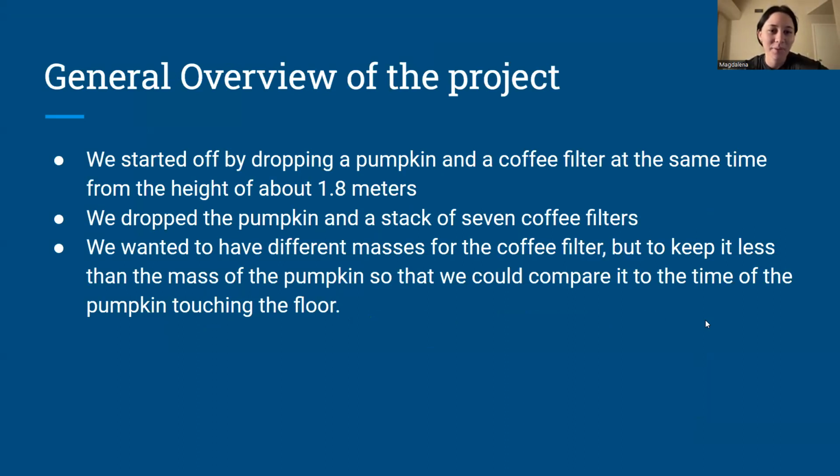So, general overview of the project. We started off by dropping a pumpkin and a coffee filter at the same time from a height of about 1.8 meters. The pumpkin was 27.80 grams, and the single coffee filter was 0.78 grams. We then dropped the pumpkin with a stack of coffee filters. The 7 coffee filters were about 4.80 grams.